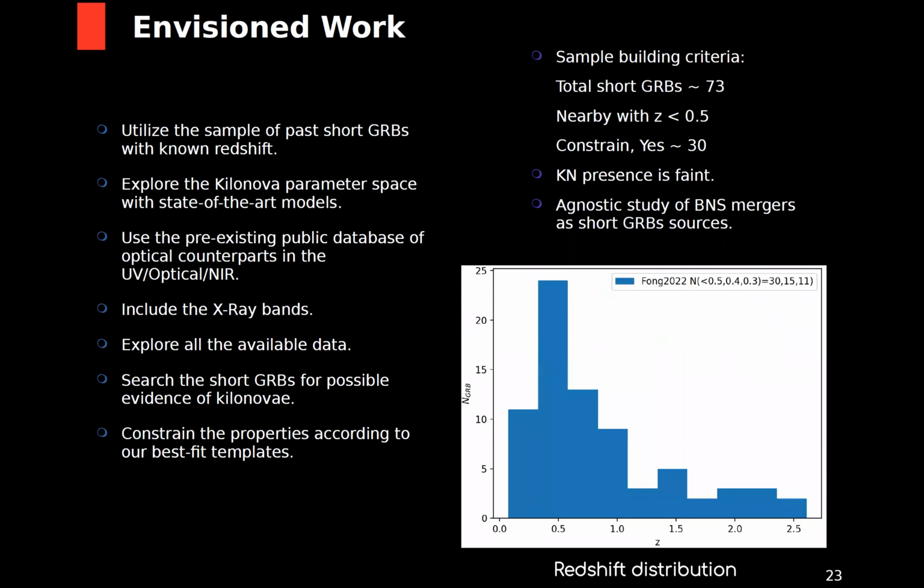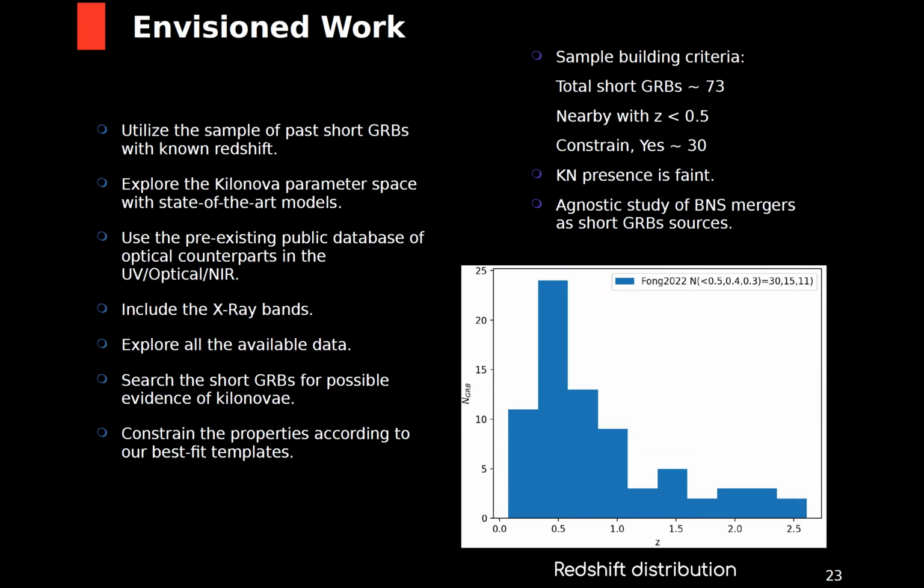So coming to what we are planning to do. Our envisioned outline of the work is that we'll utilize the sample of the past short GRBs. Since this is the entire element of transient astronomy, earlier I showed you the 2-second window, and then the data points you can still recover till a few days. If you go into radio, you're still safe, but you have to capture all the data very quickly. So that's why the samples are generally low.